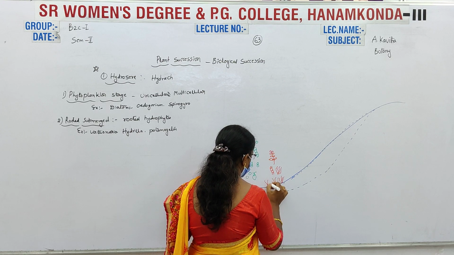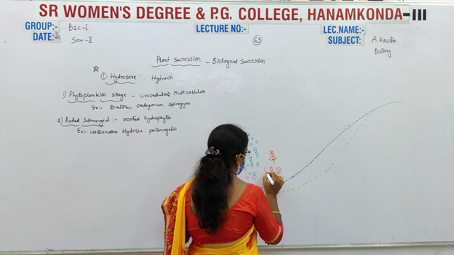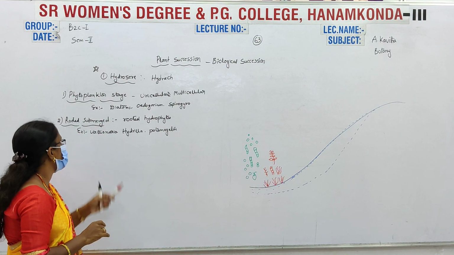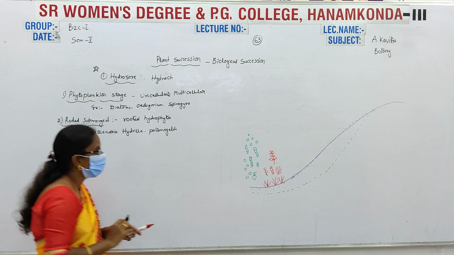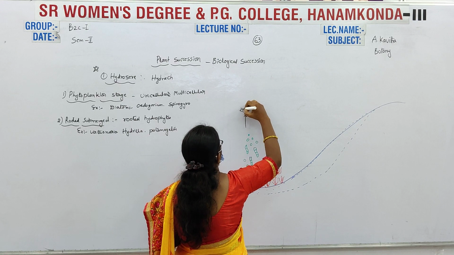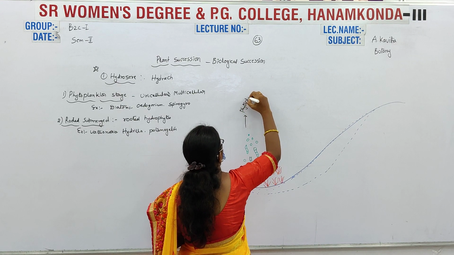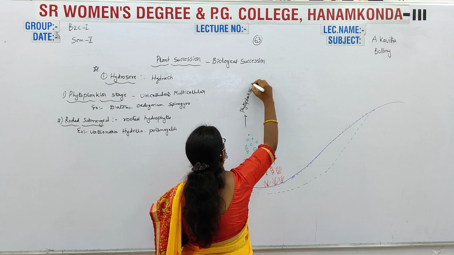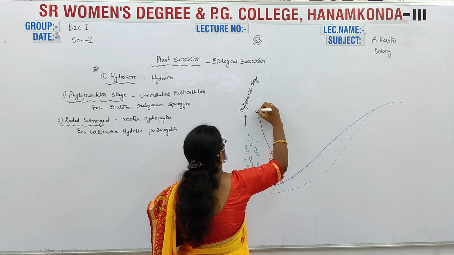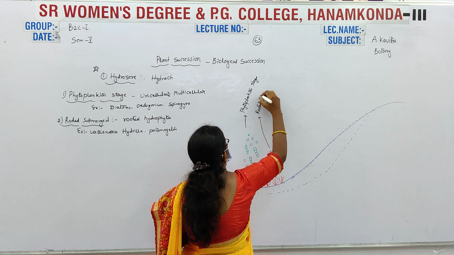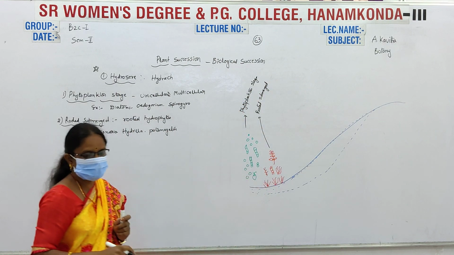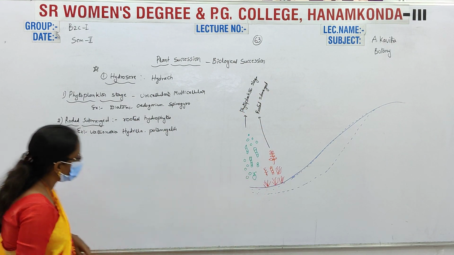This is the second stage, called the rooted submerged stage. The first one is called the phytoplankton stage, and this is the rooted submerged stage. And the third one is the rooted floating stage.